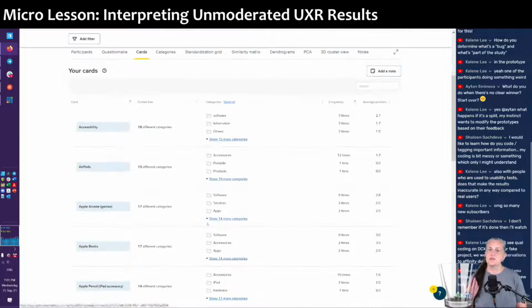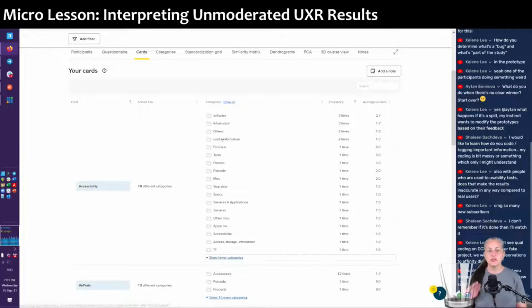That starts to make this really hard to interpret, because where does accessibility go? Now, the reason why there's so many categories is because I set it up so that people could name their own categories. So that's why barely no two people named their categories the same. One person called it information. One person called it useful information. One person called it data. One person called it miscellaneous. Someone else called it other.